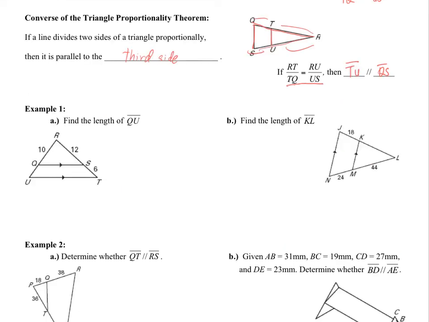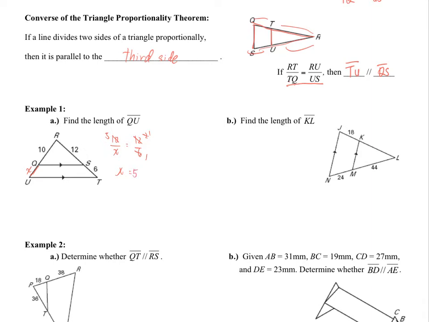Example 1, Part A. Find the length of QU. So again, we can use the triangle proportionality theorem or the side splitter theorem. Then I am going to let QU be X, and I can go ahead and set up my proportion. 10 to X equals 12 to 6, and I can simplify. So X equals 5.